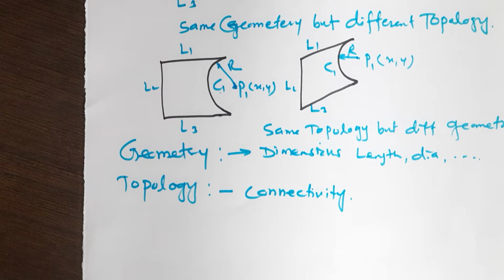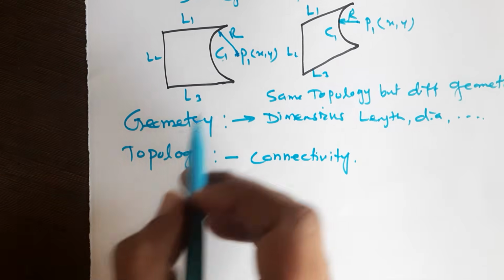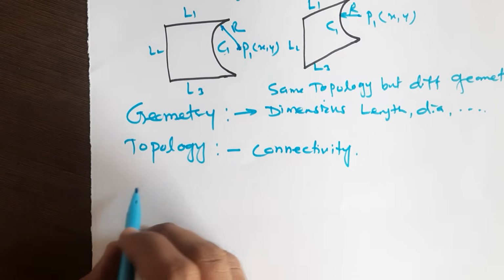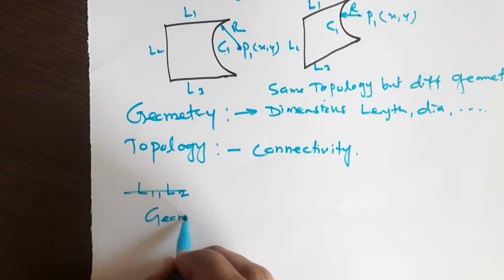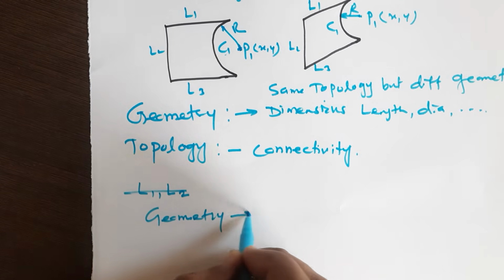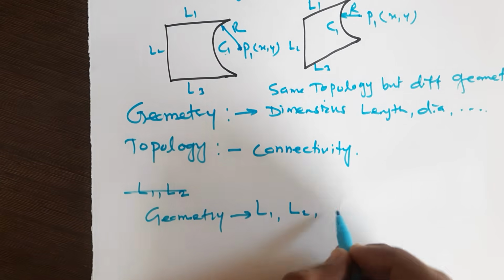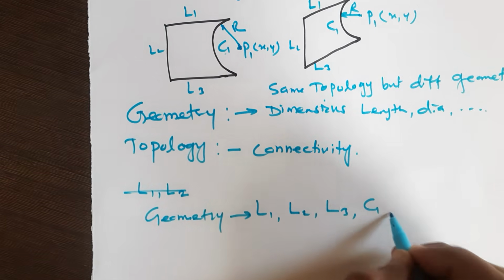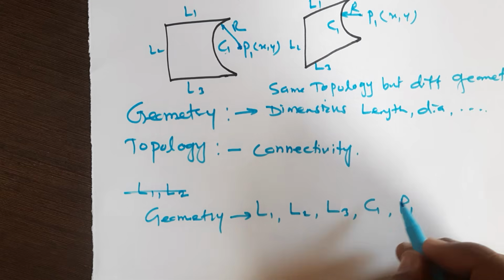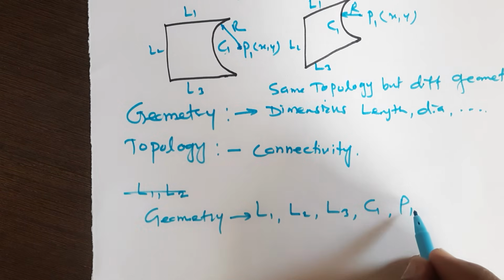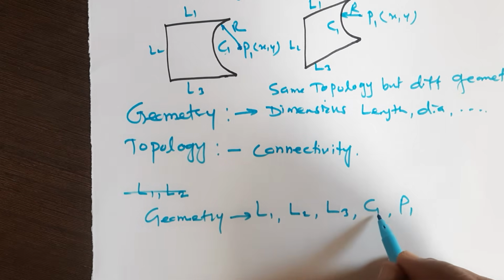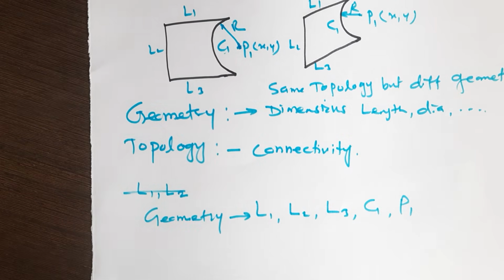Now let us say here geometry is nothing but, if we consider the same figures here, L1, L2, L3, C1, P1. Okay, so these are the contents of the geometry. Okay, so length of L1, L2, L3, C1, and P1.